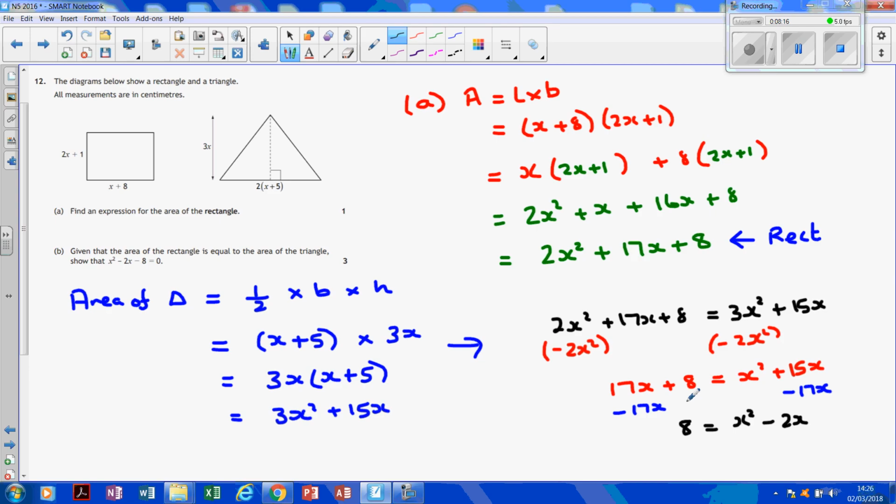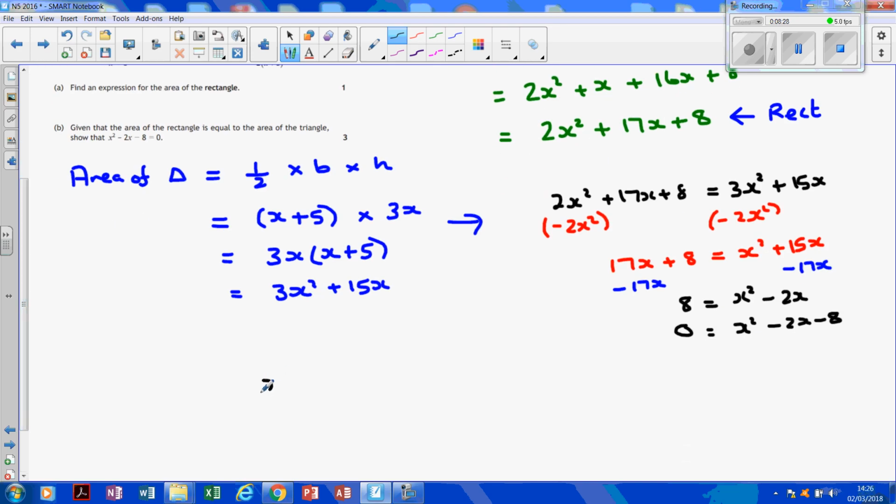And now the last thing I want to do is take 8 away from both sides. So 8 comes away from that side and it leaves 0. And I've got x squared minus 2x minus 8. So I've shown what it's equal to, but I'm going to write it round the other way. And that gives me what I was asked to show it equal to.